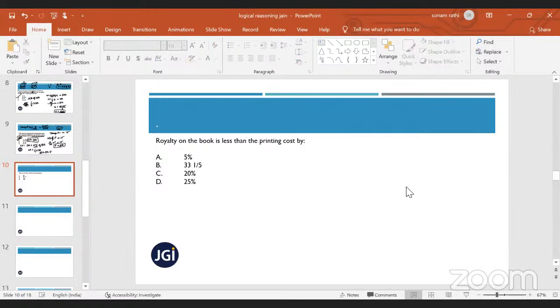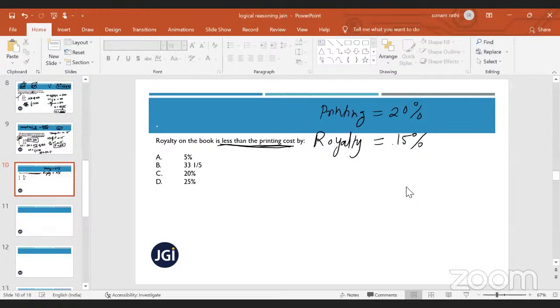Options are 5%, 33 1 by 3%, 20%, and 25%. Okay, let's see. What is the question saying? Royalty on the book is less than the printing cost by. Okay, printing cost is how much? Printing is 20%. And royalty is how much? 15%. Okay, so less than. We have to find less than the printing cost.